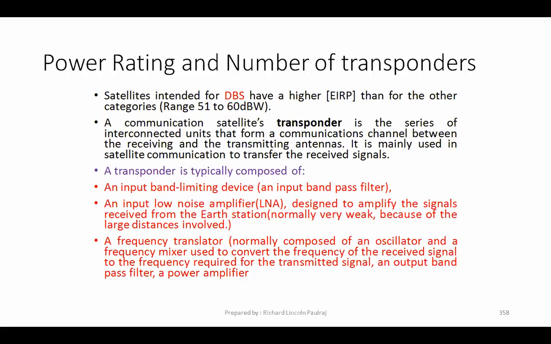A frequency translator is normally composed of an oscillator and a frequency mixer. So this is a combination of oscillator and mixer. This converts from one frequency form to another frequency form. Whichever signal is received is converted to the frequency required for the transmitting signal. So it changes the frequency of the signal as per the requirement. Then an output band pass filter, which is also termed a power amplifier.